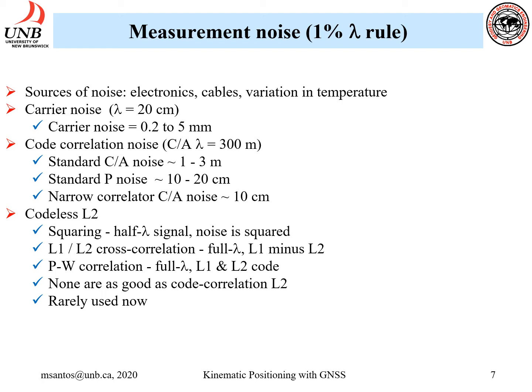Now, there are special receivers, for example, narrow correlators, that can measure CA code pseudorange with a noise of 10 centimeters. The P code pseudorange would have a noise of between 10 and 20 centimeters. There were receivers which could not decode pseudorange measurements. These receivers would square the L2 signal, therefore squaring its noise. Codeless receivers are rarely used now.